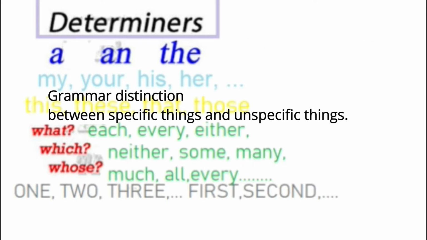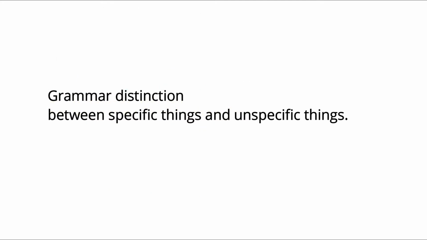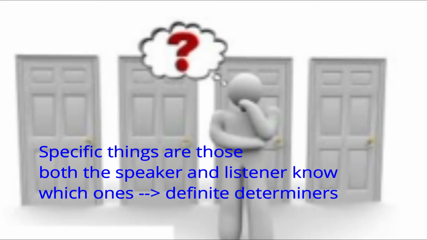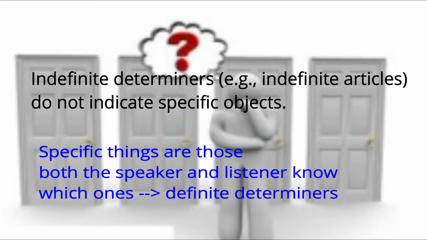In light of which things determiners refer to, English grammar makes a distinction between specific and unspecific things. Specific things are those both the speaker and the listener know which ones. Determiners that can indicate which objects the speaker is talking about are called definite determiners. And determiners that do not indicate specific objects are called indefinite determiners.